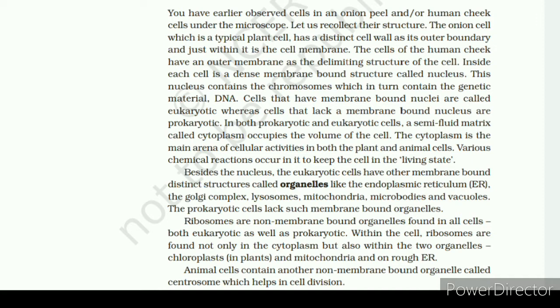Cells that have membrane bound nuclei are called eukaryotic, whereas cells that lack a membrane bound nucleus are called prokaryotic. In both prokaryotic and eukaryotic cells, a semi-fluid matrix called cytoplasm is present. Ribosomes are found not only in cytoplasm but also within the two organelles, chloroplast and mitochondria, and on rough ER. Animal cells contain other non-membrane bound structures called centrosome, which help in cell division.